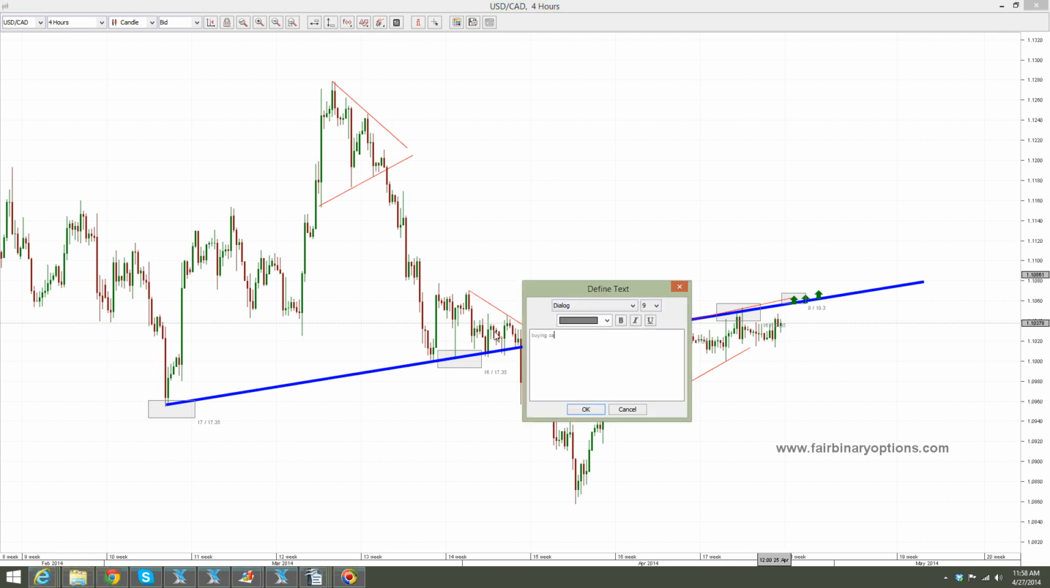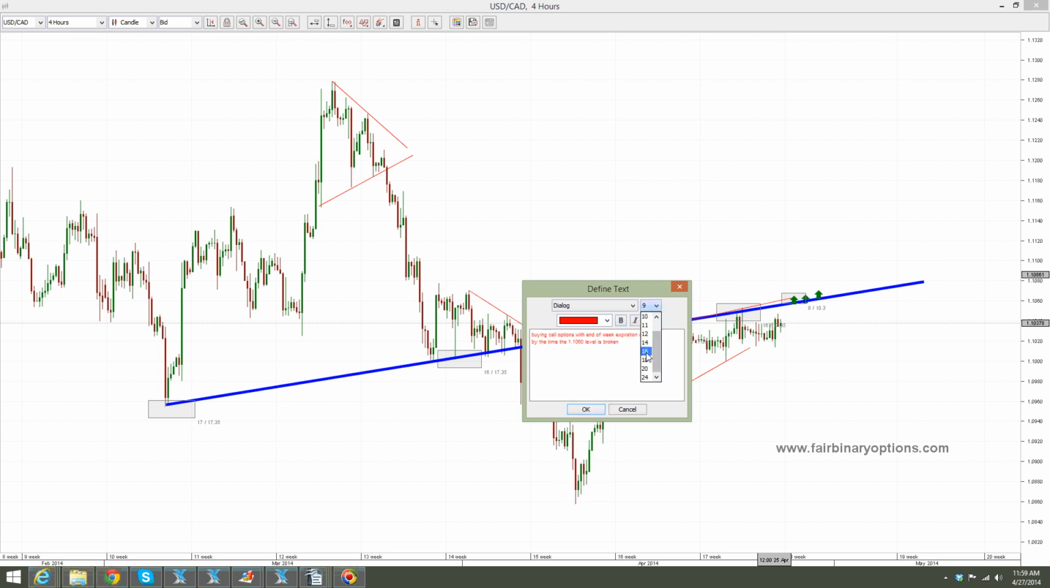Buying call options with end of week expiration date by the time the 1.1060 level is broken. So 1.10 also acts, if you want, as a psychological level for the market.